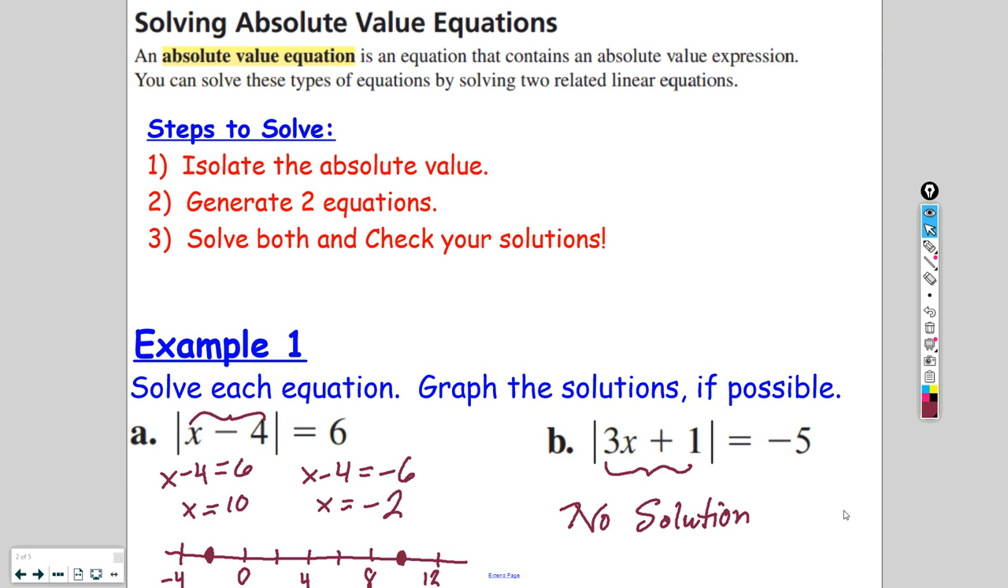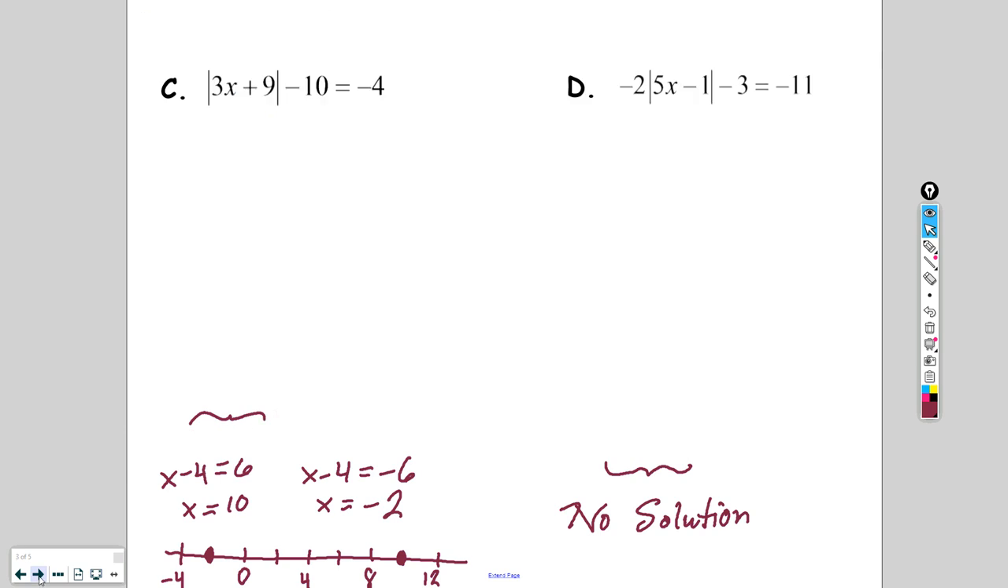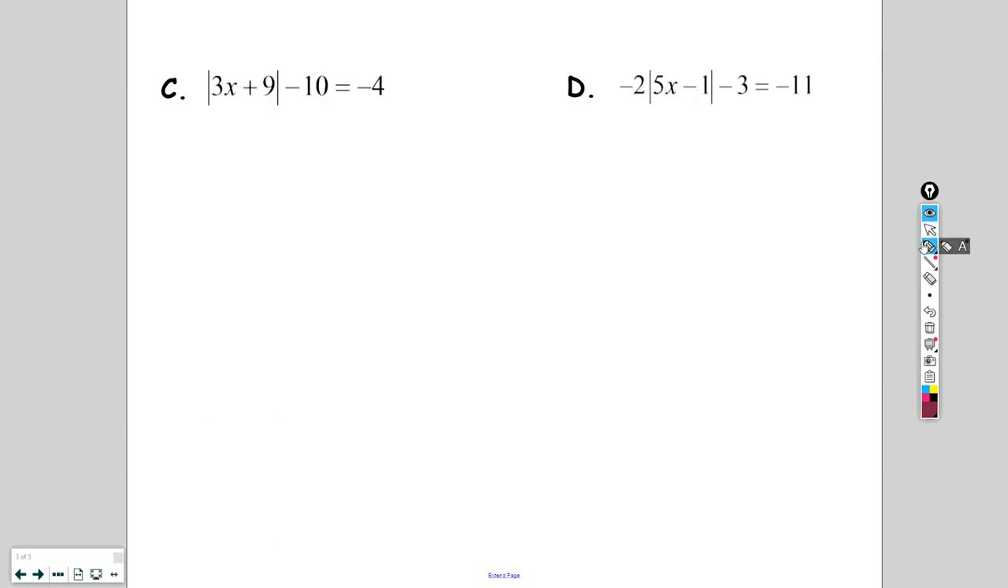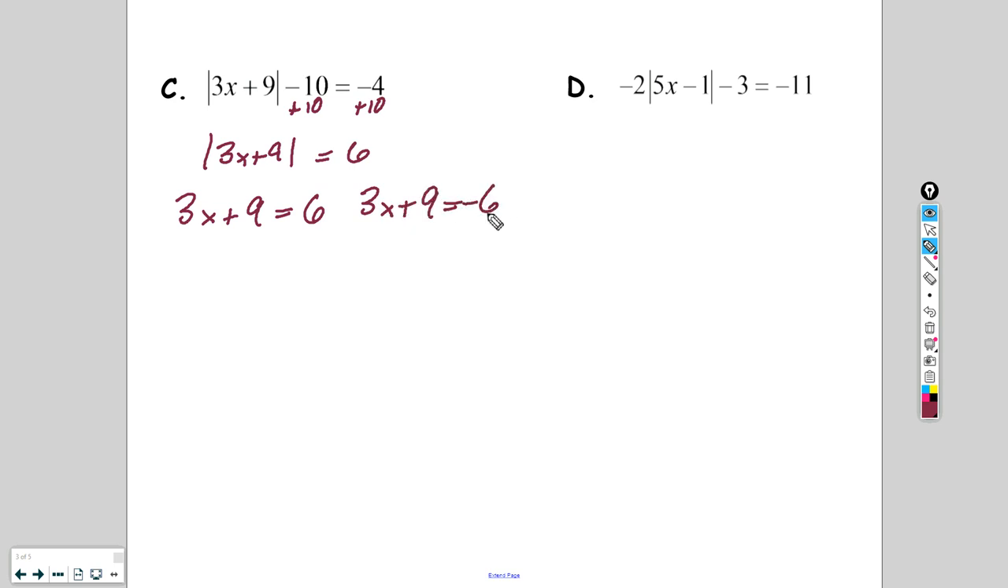All right, let's move on. In part C, the first thing that we have to do is isolate the absolute value. So first we'd add 10 to both sides, and we get the absolute value of 3x plus 9 equals 6. Now this absolute value, whatever it is, this quantity is 6 units away from 0 on the number line. So like before, it could either be at 6 or it could be at negative 6. And that would still be 6 units away from 0 on the number line.